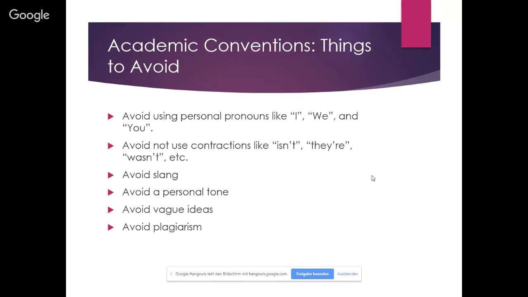You also would not want to use contractions like isn't, wasn't. You should write out all the words in a proper way, like don't should be written out as do not, wasn't should be written out as was not. So there should be no abbreviations like in everyday conversation. It should be proper. And a part of being proper is not using contractions, like the couple of contractions and many more that are presented in the slide. You should also avoid slang, avoid personal tone, avoid vague or unclear ideas.